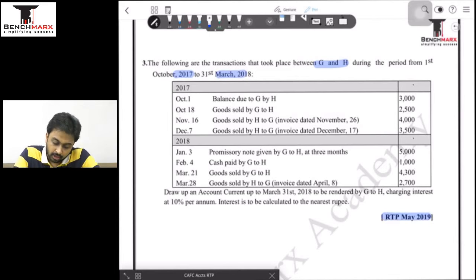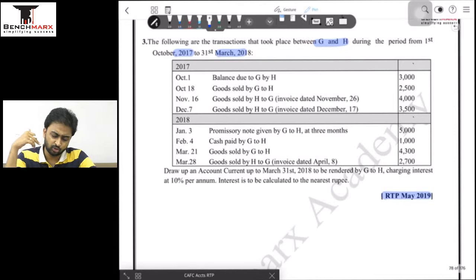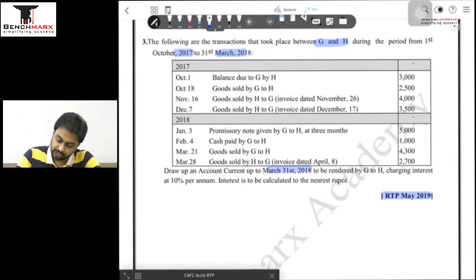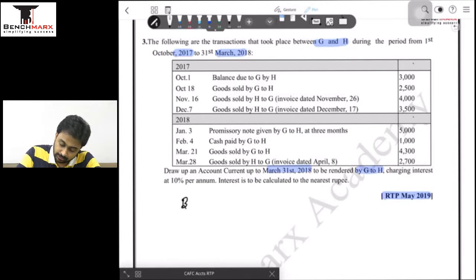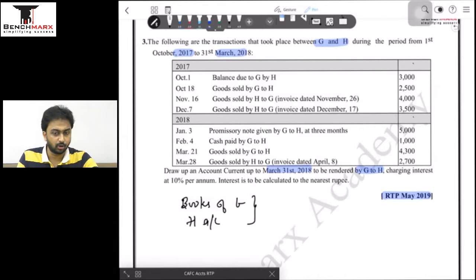Okay. 4 transactions in 17, 4 transactions in 18. There's opening balance, goods sold, goods sold, goods sold. There is promissory note, cash paid, goods sold, and again goods sold. Draw the account current up to 31st March 18, to be rendered by G to H. So if G is rendering the account current to H, it is going to be in the books of G and H account. Okay, this is what we have to do.